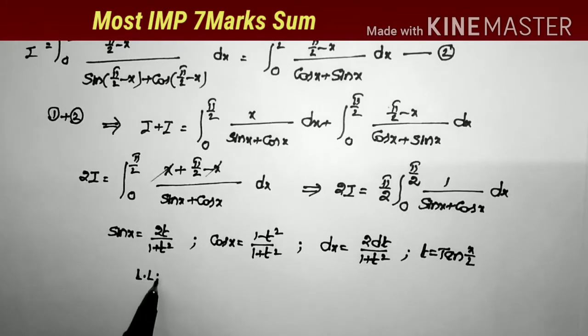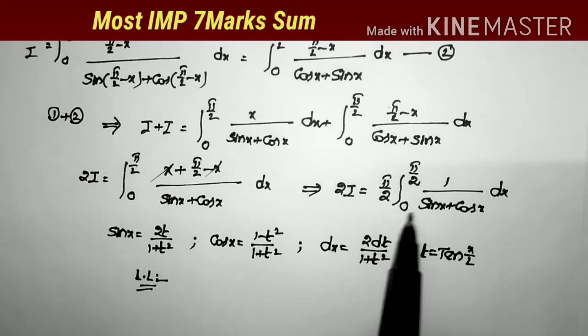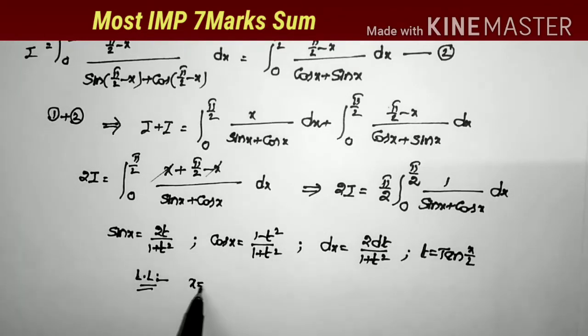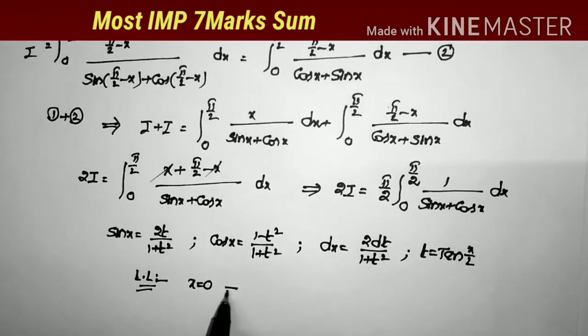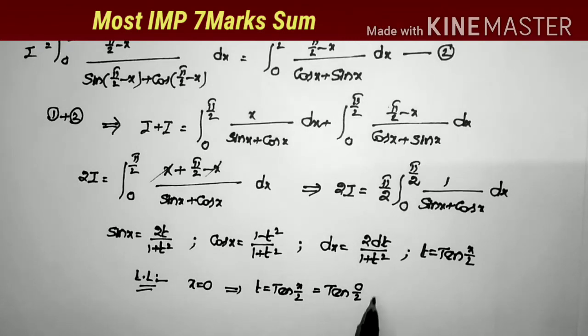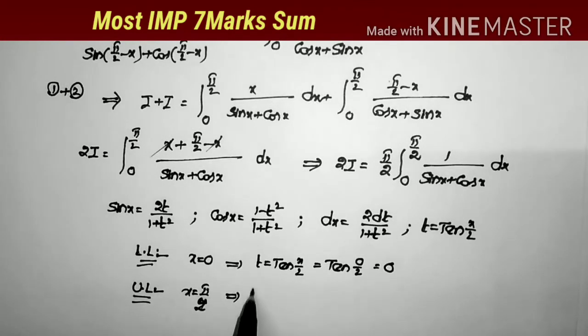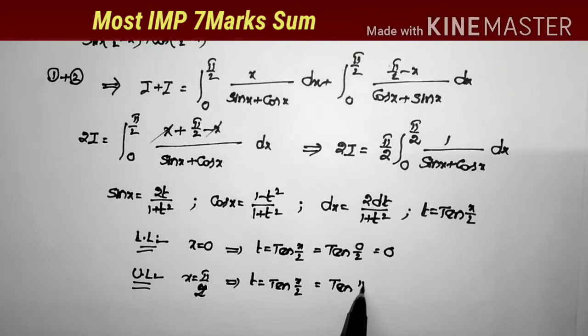Now changing the limit values. The lower limit is x is equal to 0. The problem is in terms of x, so we take this value as the x value, x is equal to 0. Now what is the t value? t is equal to tan x by 2. Substituting x is equal to 0, tan 0 by 2 is equal to 0. And the upper limit, x is equal to pi by 2. Now t is tan x by 2, that is tan (pi by 2 by 2), which means tan pi by 4, and tan pi by 4 is equal to 1.